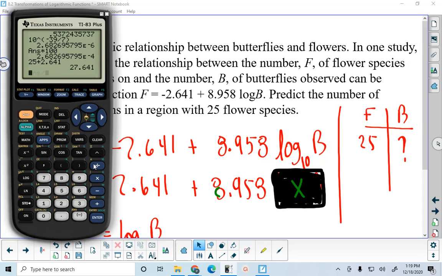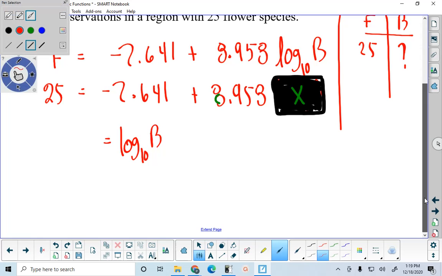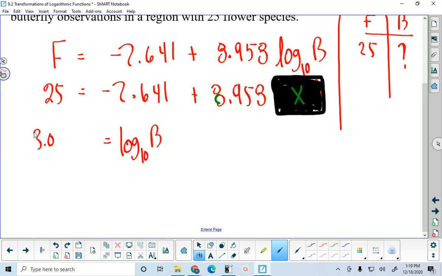Then I have to divide that by 8.958. And I get 3.0856 roundabout. Now I put the base 10 in here. I'll put a dot over the equal sign because it's not exactly equal. I put a base 10 in there, but very often, it's never written there. There's never any base. So people get to this point and they go, I don't know what to do.